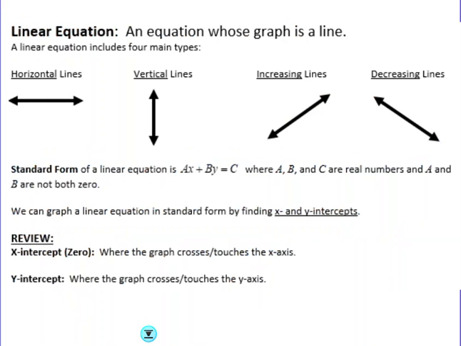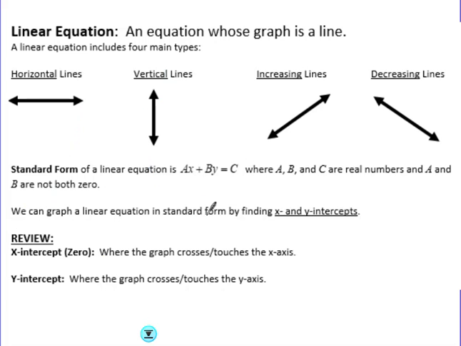First, let's look at a few vocabulary words. A linear equation is an equation whose graph is a line. Most of what we do in Algebra 1 will be graphing lines. There are four main types of lines: horizontal lines, vertical lines, increasing lines, and decreasing lines. We've already talked about increasing and decreasing, so you should be familiar with those. Make sure that you remember horizontal goes left and right, vertical goes up and down.